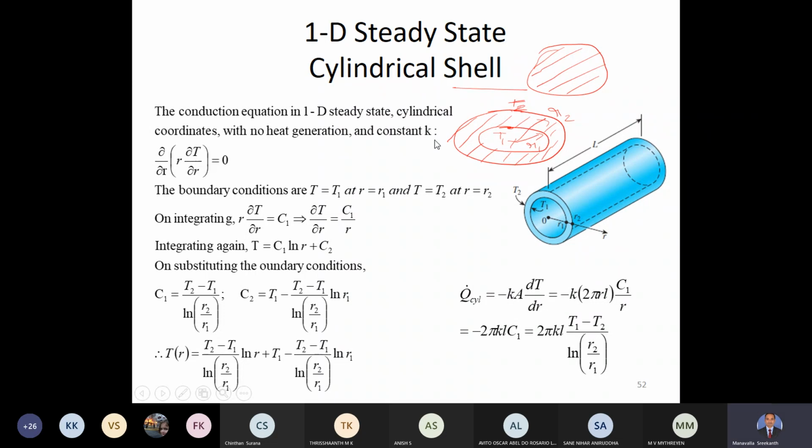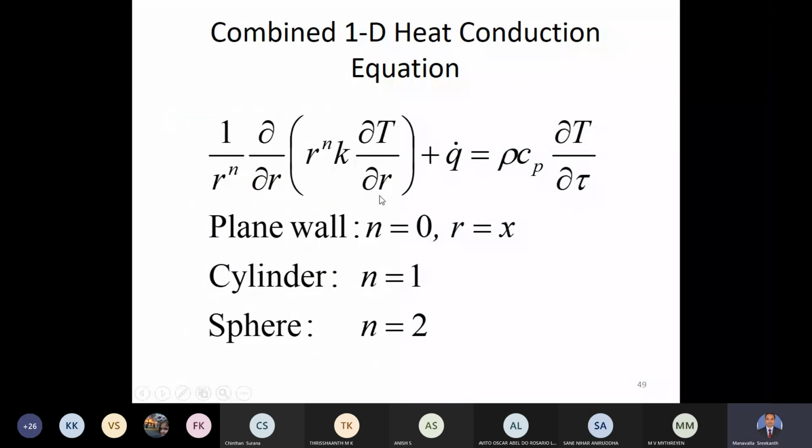So for such a case, we have seen one general equation here. In this equation, if you substitute n equal to 1, so r to the power 1, this is simply 1 by r. Similarly here r. So 1 by r, ∂/∂r of (r k ∂T/∂r). This is the conduction term in the solid part.